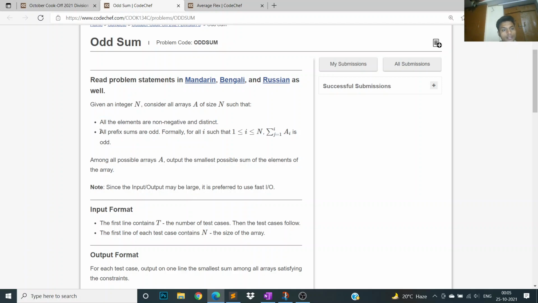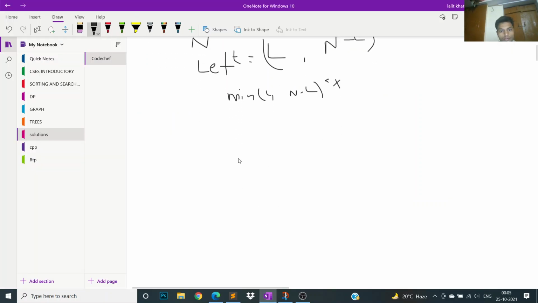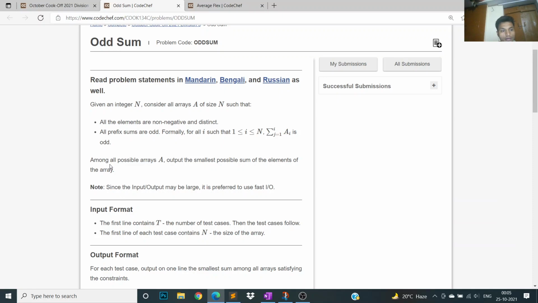Non-negative and distinct, and the total sum will be odd. So this is the array, and the sum is odd. If we go with an odd here, this one will be odd, so the minimum will be 1. We have to find the minimum or maximum, the smallest sum of elements.